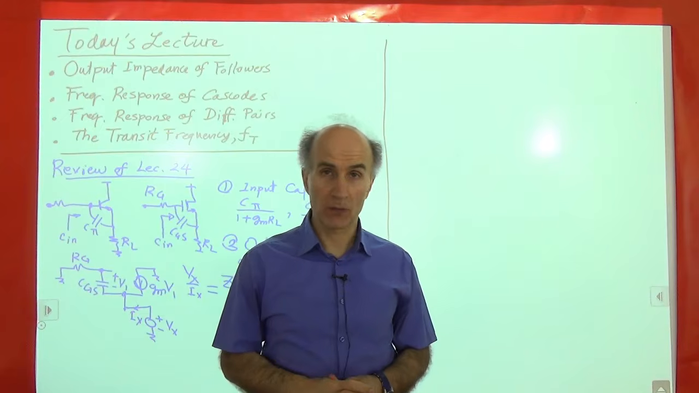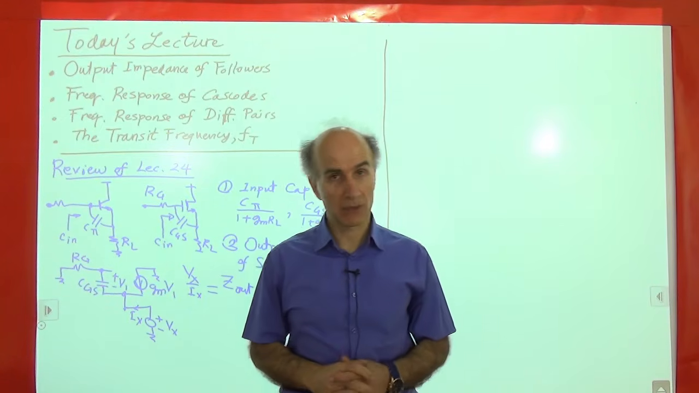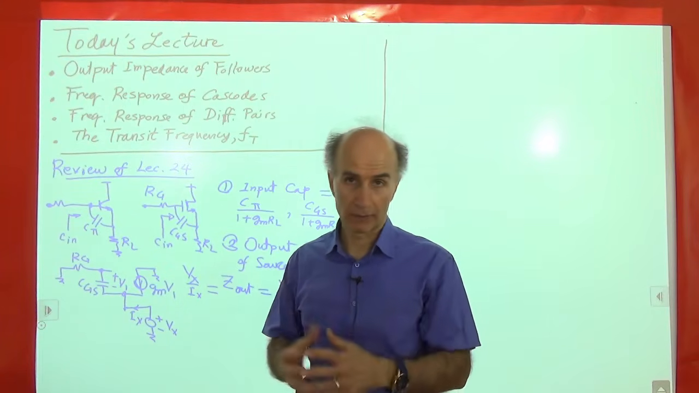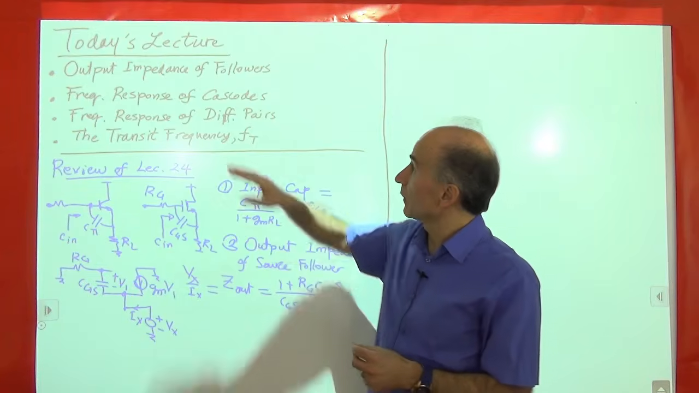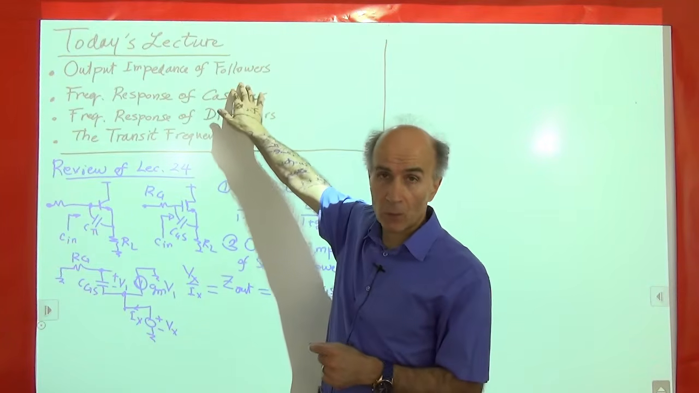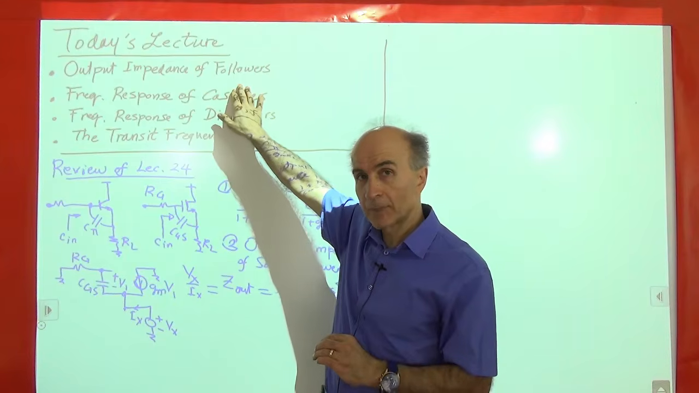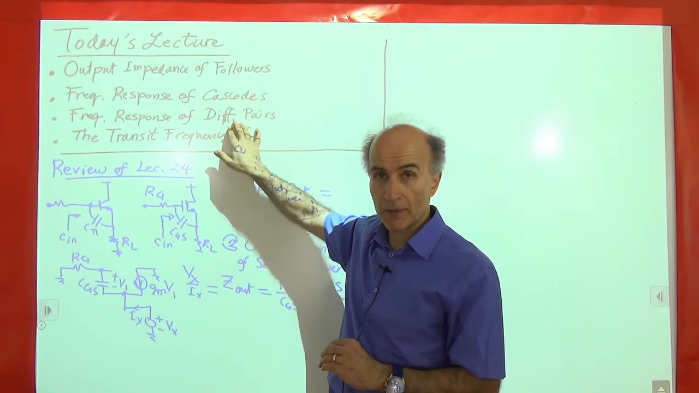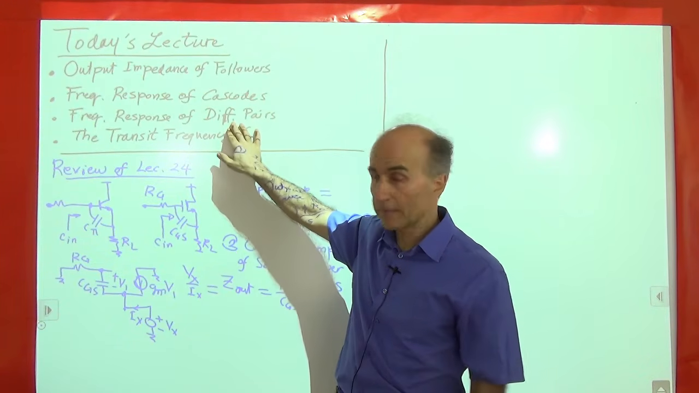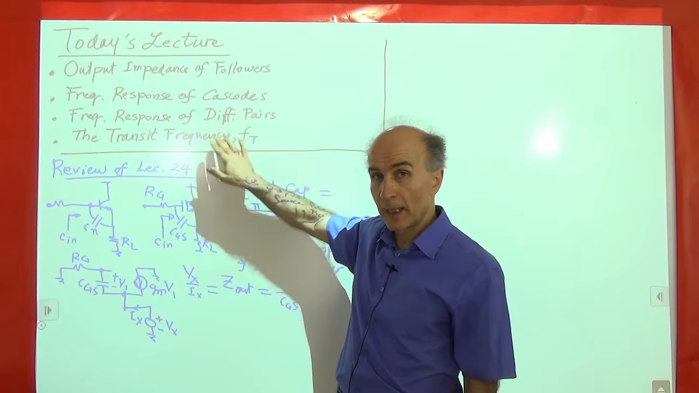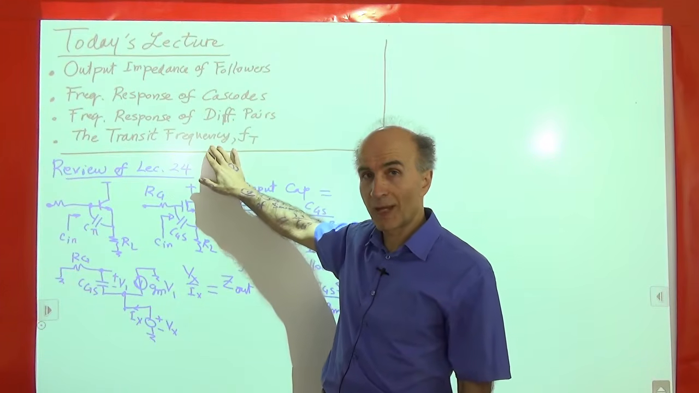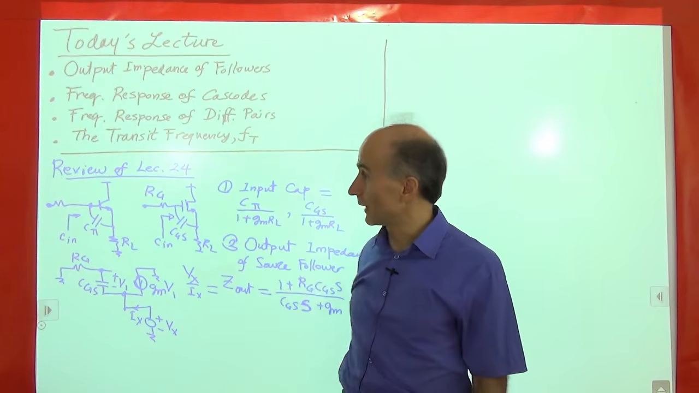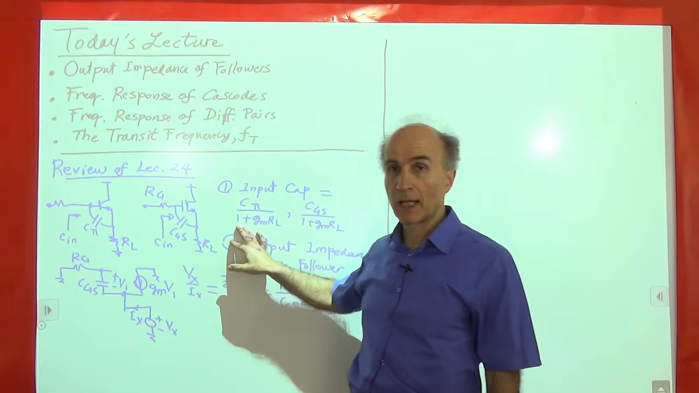Today we will finish up our study of frequency response in various circuits and conclude with some observations about what we have learned. So we will go back to the output impedance of followers from last time and finish up that topic, and then we will look at the frequency response of cascodes and differential pairs. Again, these are circuits that we have seen before at low frequencies. And then we will look at what we call the transit frequency, which is an interesting and useful concept.